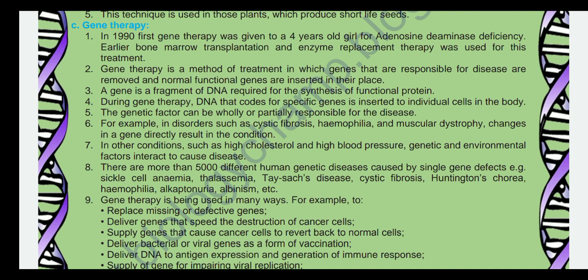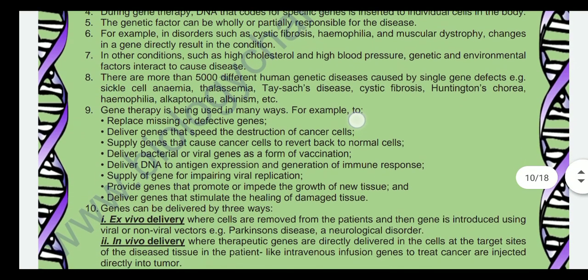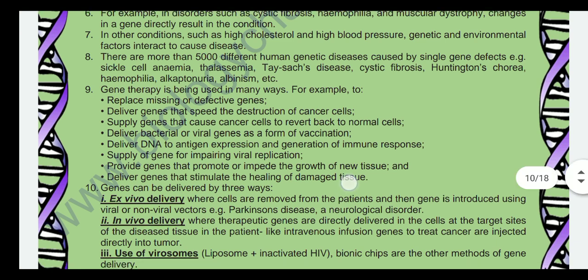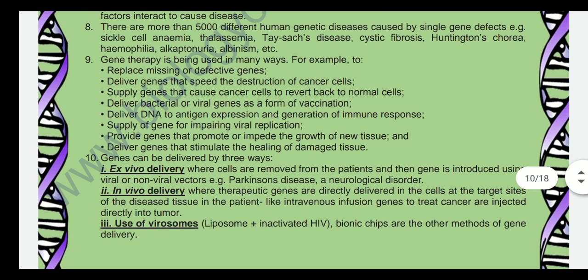The genetic factor can be wholly or partially responsible for the disease. For example, in disorders such as cystic fibrosis, hemophilia, and muscular dystrophy, changes in a gene directly result in the condition. In other conditions such as high cholesterol and high blood pressure, genetic and environmental factors interact to cause disease. There are more than 5,000 different human genetic diseases caused by single gene defects.